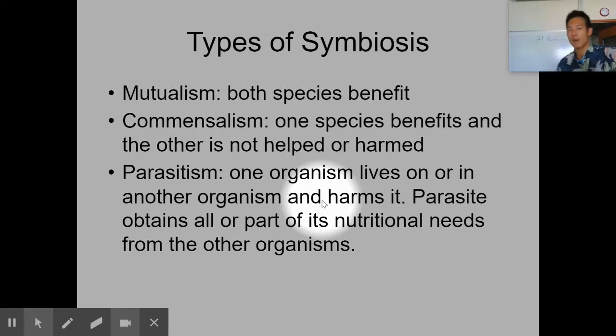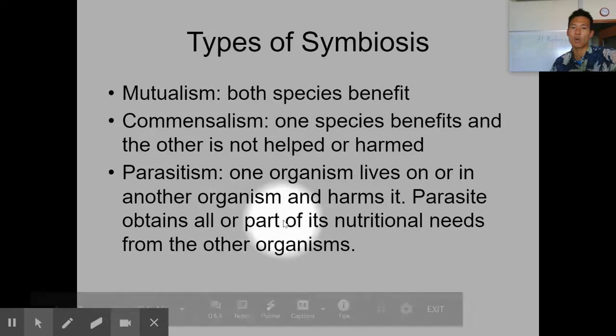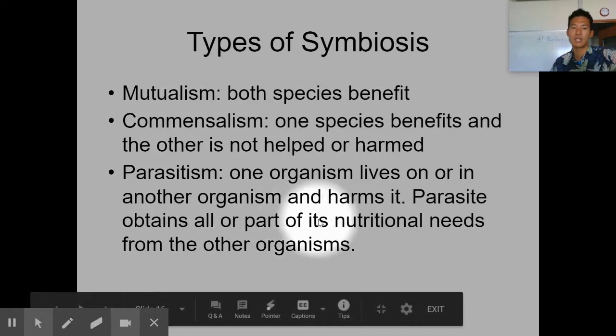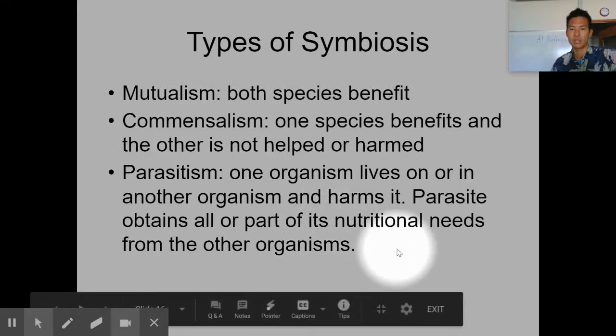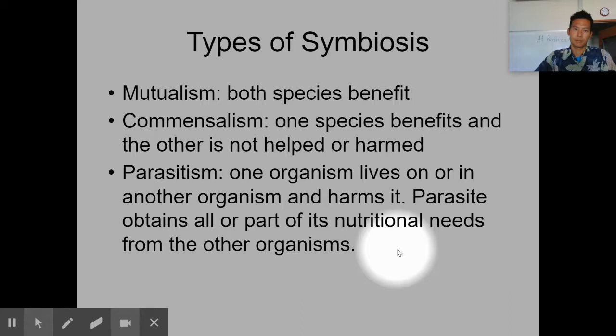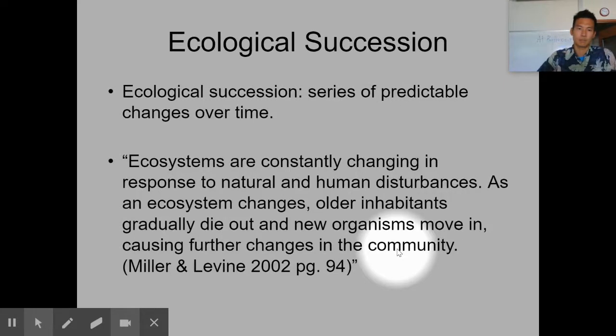Now the parasite obtains all or part of its nutritional needs from the other organism. Okay, so key difference there. There's what's called ecological succession. It's a series of predictable changes over time, and you can even predict this with like the field.